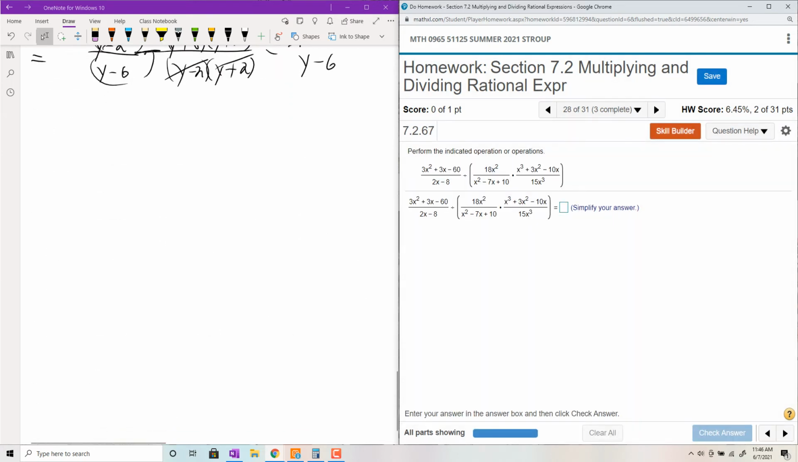Another one of these. Okay. So 3x squared plus 3x minus 60 all over 2x minus 8 divided by, I have to do the stuff in the parentheses first.